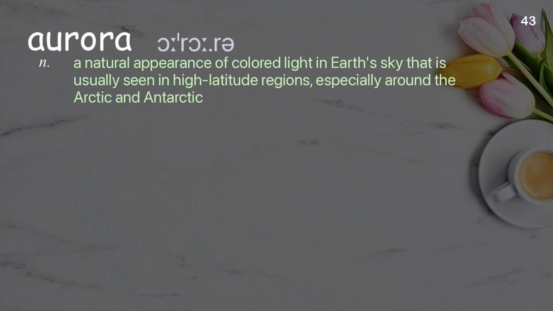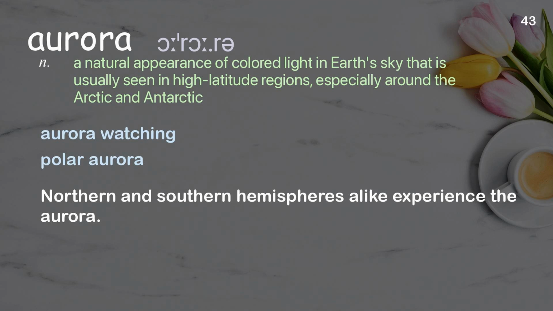Aurora. A natural appearance of colored light in Earth's sky that is usually seen in high-latitude regions, especially around the Arctic and Antarctic. Examples: Aurora watching. Polar aurora. Northern and southern hemispheres alike experience the aurora.